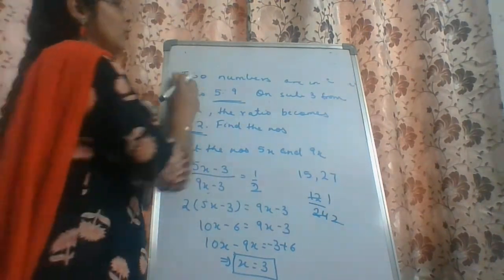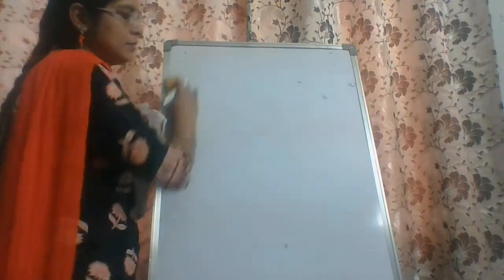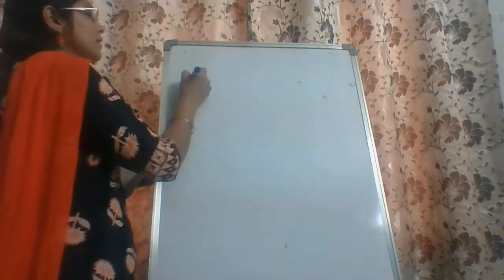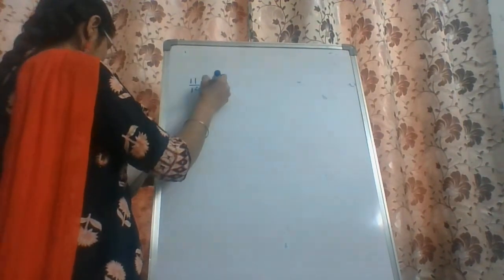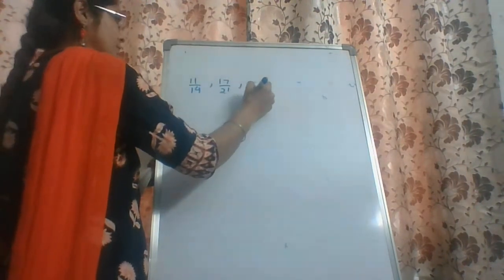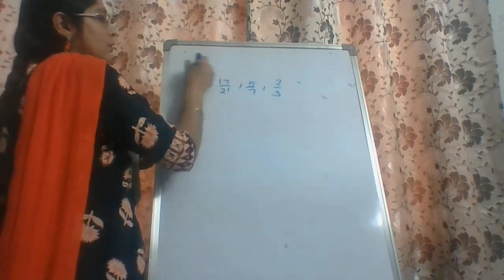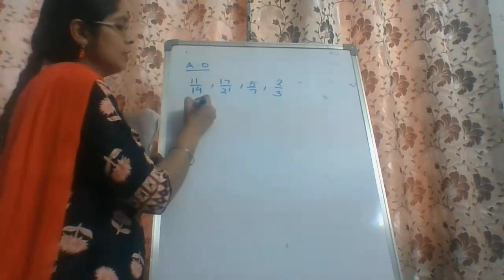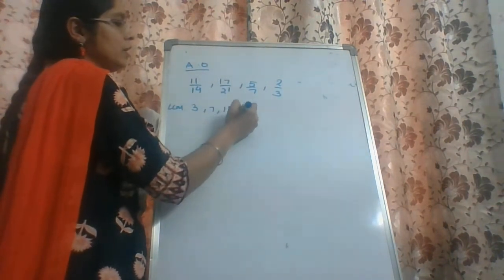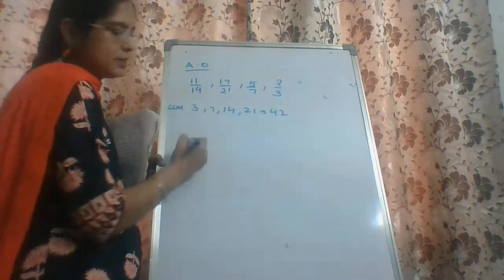Let us do one more question related to comparison of ratios. That means you have to arrange them in the ascending order. That is 11 upon 14, 17 upon 21, 5 upon 7, 2 upon 3. You have to arrange them in the ascending order. LCM of 3, 7, 14, 21 is 42. Let us take the LCM as 42.